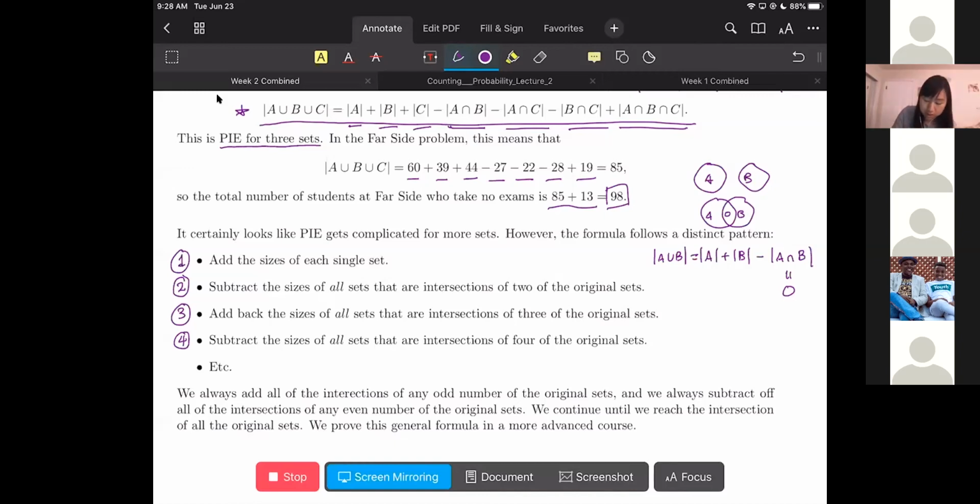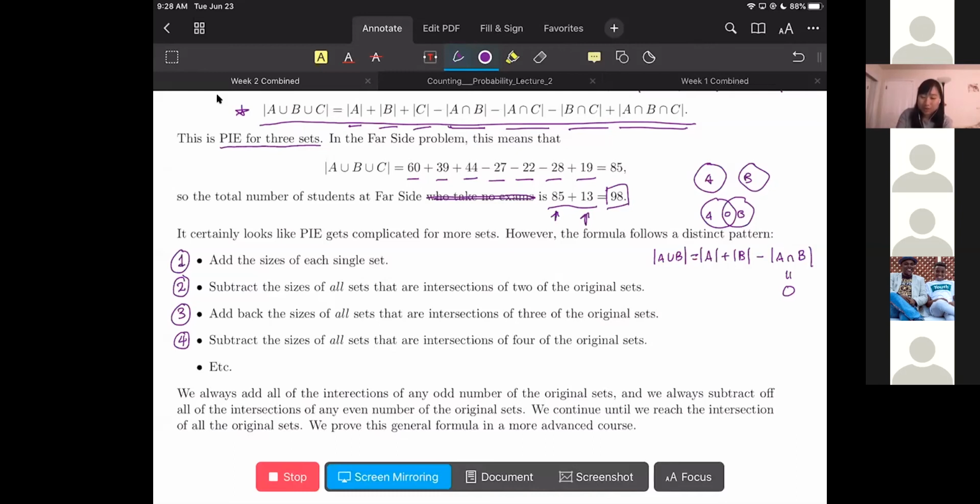Yeah, so you're saying here the total number of students at far side is, right? Yeah, it's just a typo. Okay. So 13 is the number of students that take no exams, and we need to add that to the number of students who take at least 1 exam. Okay. Thank you.